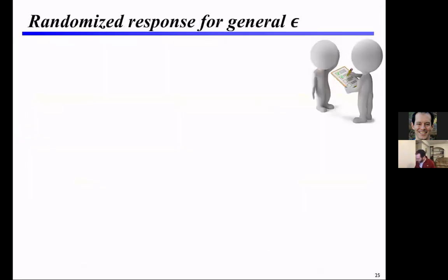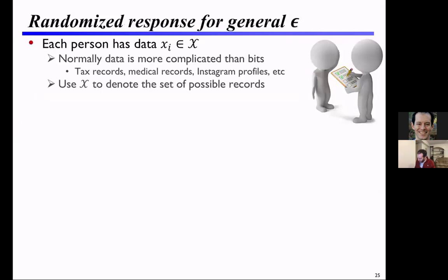All right, so let me just generalize this a little bit. One way to generalize this is to imagine we can make randomized response work not just for epsilon equals log of 2, but for any value of epsilon. And again, we saw this in lecture 1 in some form.